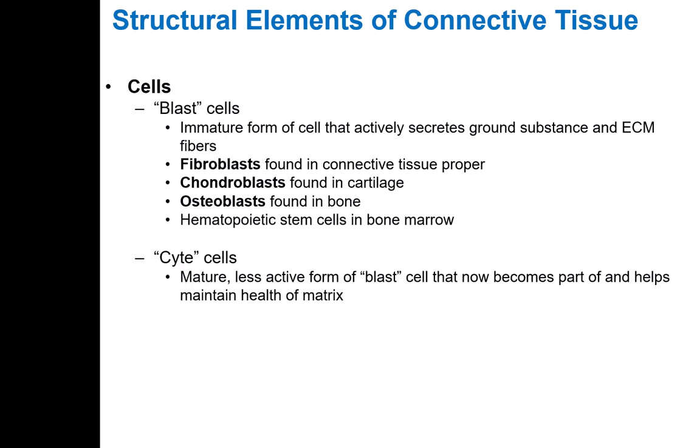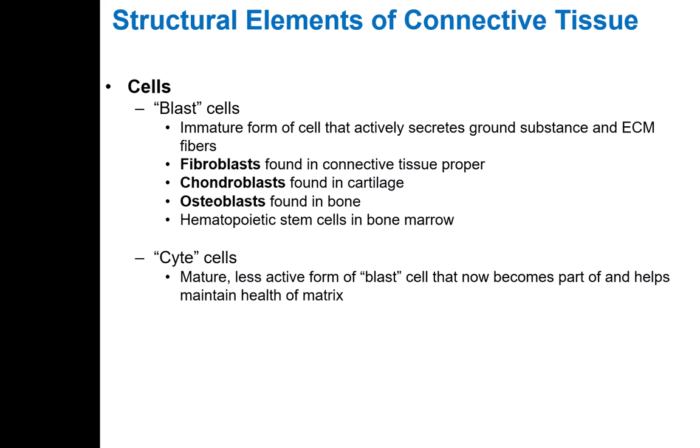The types of cells that you find in a connective tissue depend on the connective tissue. Many times, though, you will find two classes of cells within a connective tissue. You will find blast cells, meaning immature cells that are actively creating the ground substance and the extracellular matrix fibers. They're there to create and maintain that connective tissue. And you will find cyte cells. These are more mature cells. They're there for maintenance of the matrix, but they're not actually forming new extracellular matrix.